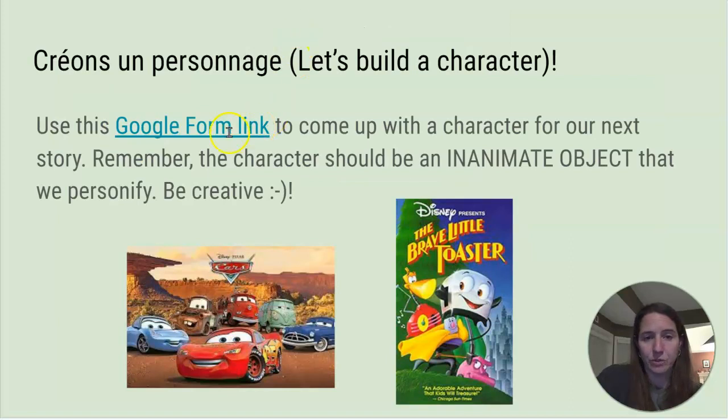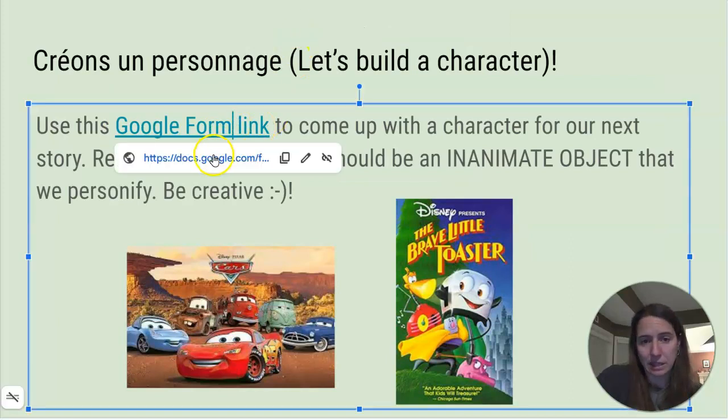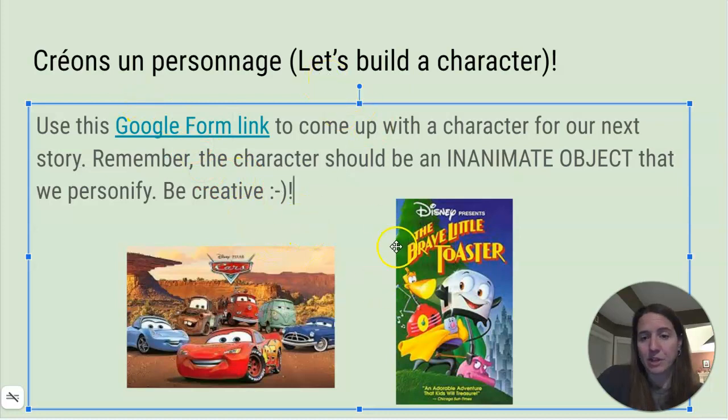Donc, vous allez cliquer ici. This will bring you to a Google form, but before we go there, I want to just be clear, we are going to make a character out of an inanimate object. So here are a couple of examples, like the cars from Cars, you're probably familiar with. Brave Little Toaster, maybe you're familiar with. I want to say it's from the 80s. It was something that I remember watching as a kid.